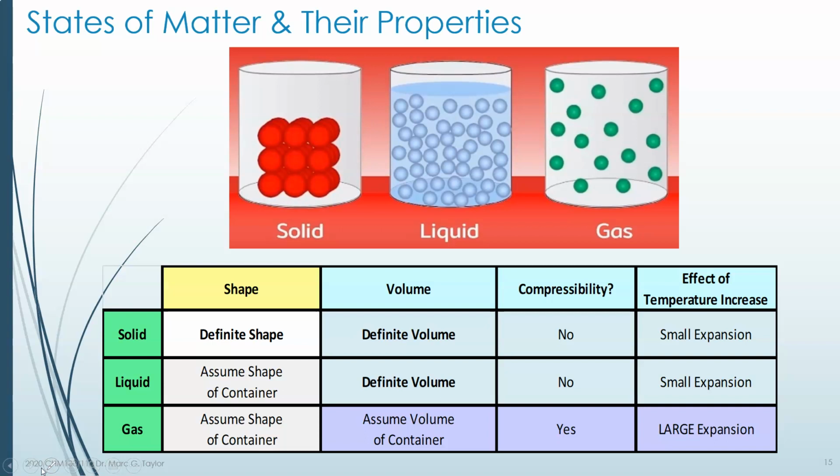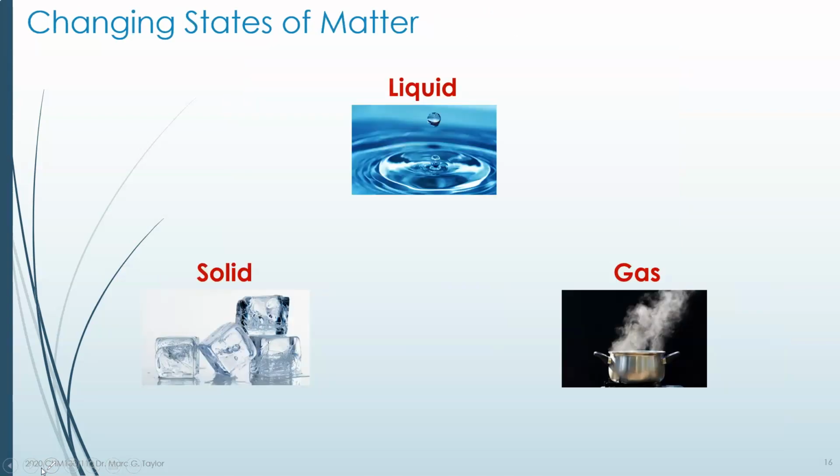The other two will have a very definite volume. And only gases really are affected tremendously by pressure or temperature in terms of their volume. So let's look at these three states of matter: solids, liquids, and gases. And these can all be converted to one another relatively easily with changes in temperature or changes in pressure.